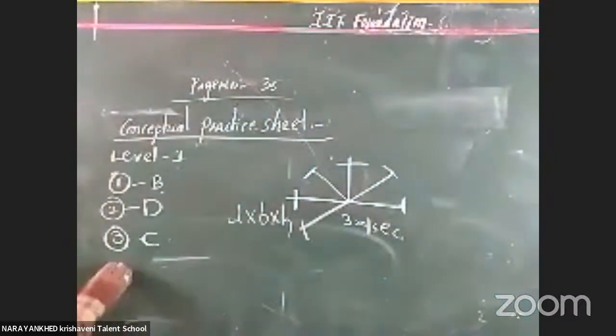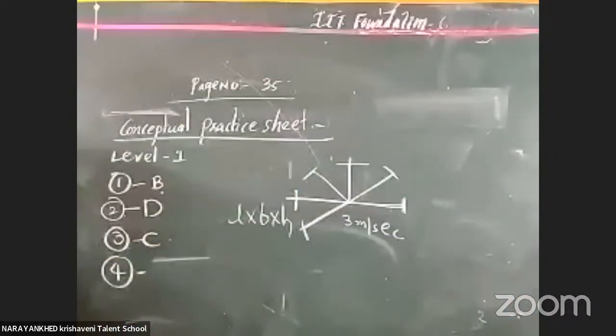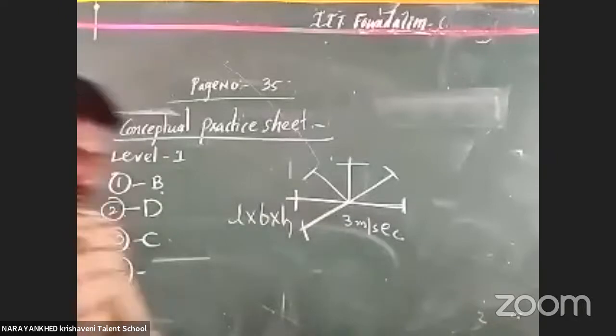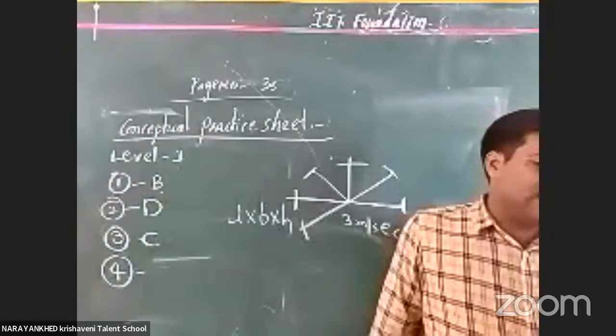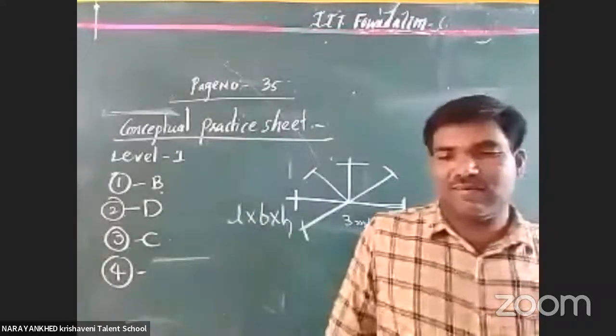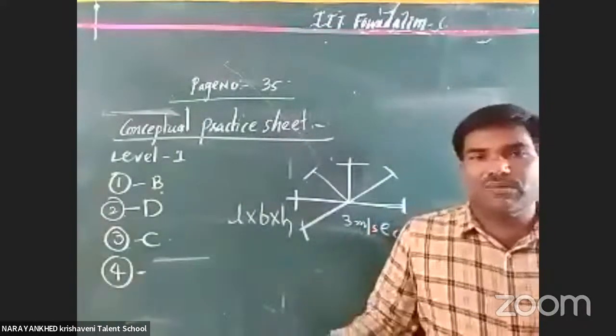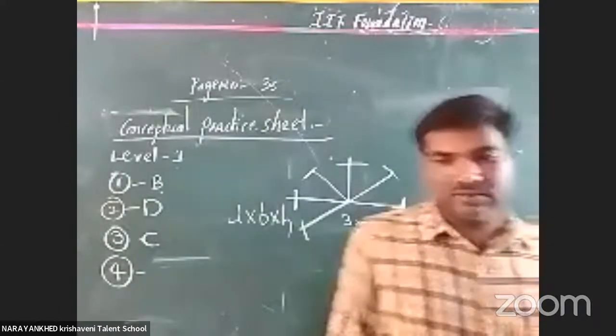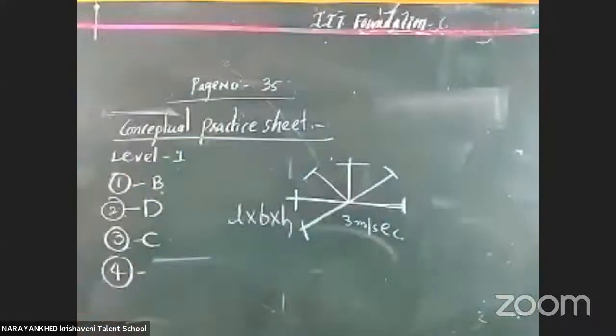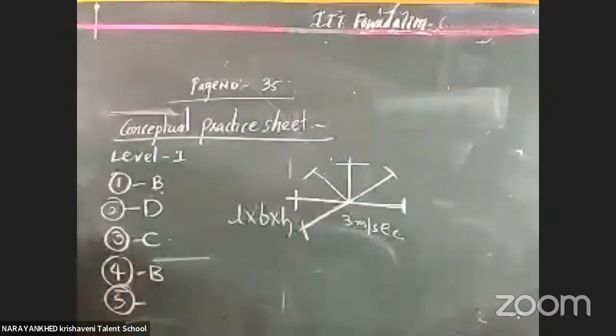Next, the fourth answer. What is the fourth answer? An example of a vector quantity. Already they have given: mass, volume, density, all are scalar. Force is a vector. Now that answer is what? B. What is the answer? B.